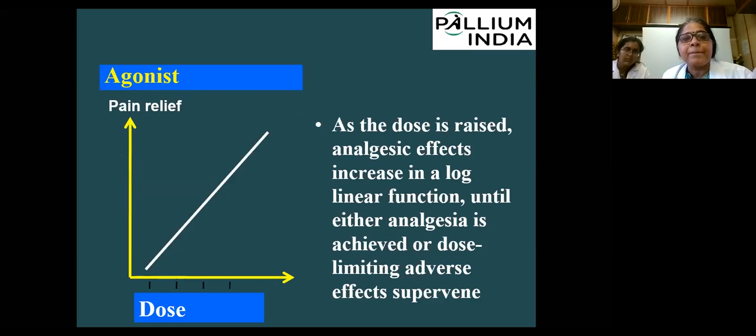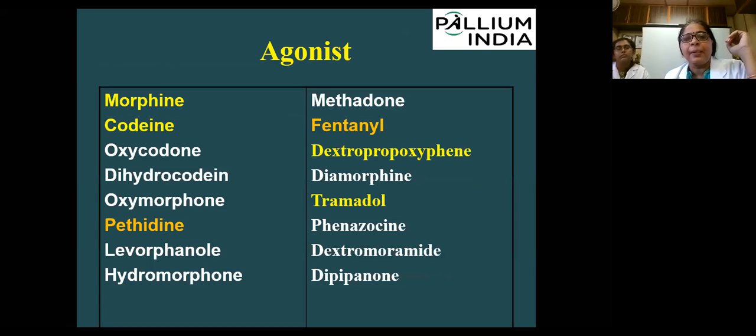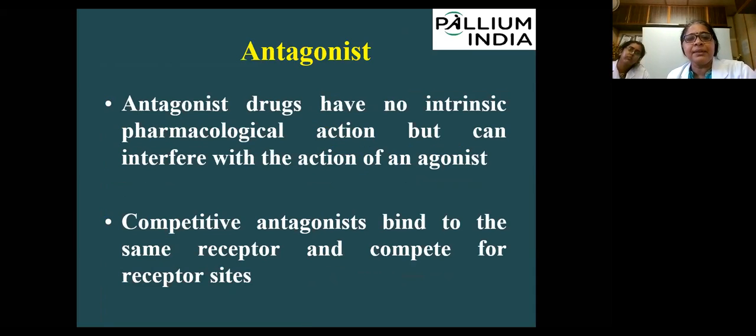Next slide. So this is what it means. As you increase the dose, the analgesic effects of the drug keep on increasing in a linear fashion. And as this increases, you either get excellent analgesia or you start getting adverse effects. When you start getting those adverse effects, you stop there. Or you have received excellent analgesia, you stop there. Next slide, please. So all the agonists, these are the drugs, and those in yellow are what we get. What we commonly use are morphine, fentanyl, and tramadol in our practice. Next slide, please.